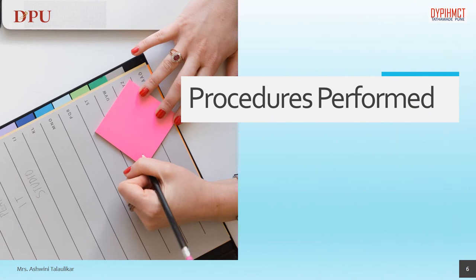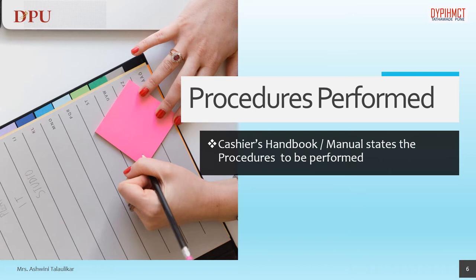The procedures performed involve the cashier's handbook or manual, which states the procedures that are to be performed. We shall now study the standard procedure contained in a typical cashier handbook or manual. It starts with the opening procedure. Instructions here would include procedures about checking the float, having a float of specific denominations, checking the till roll, recording waiter's bill pad number, etc.